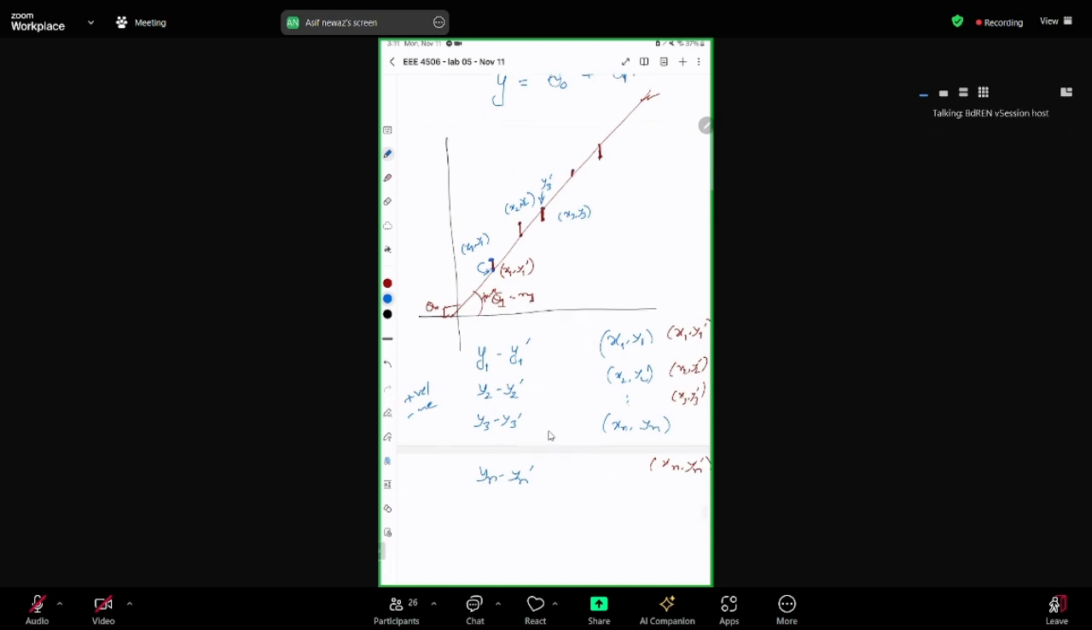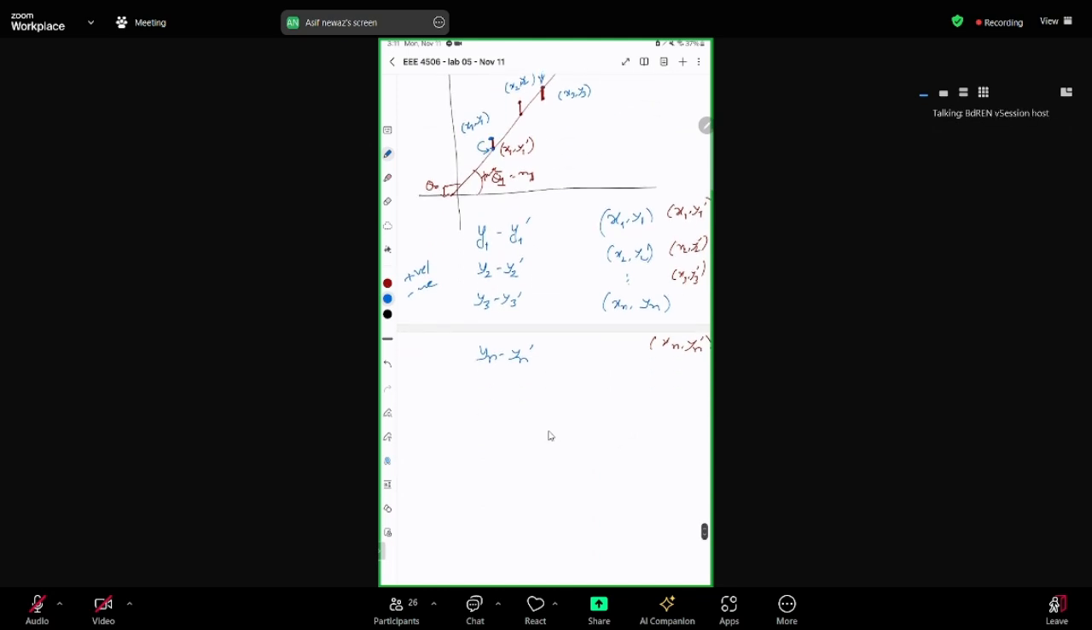Then what do we do? We have the errors, and we sum all of these errors. But as you can see, the errors can be positive or negative. So what do we do? We take the square of it. We square all the errors, take the square of each error value, and sum them all up together.